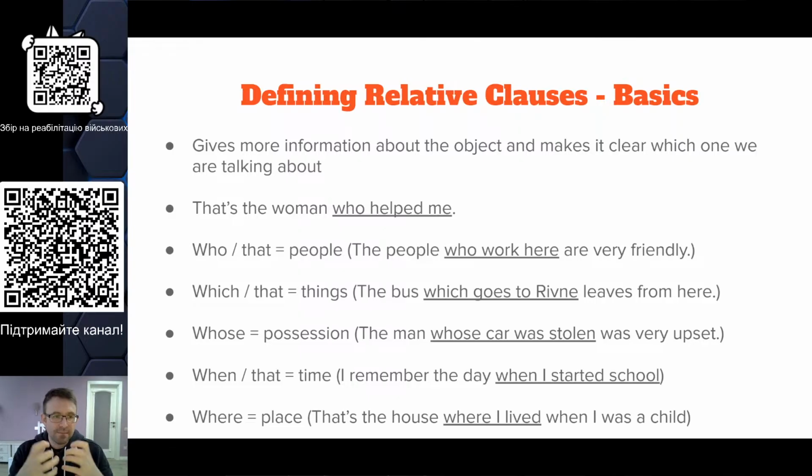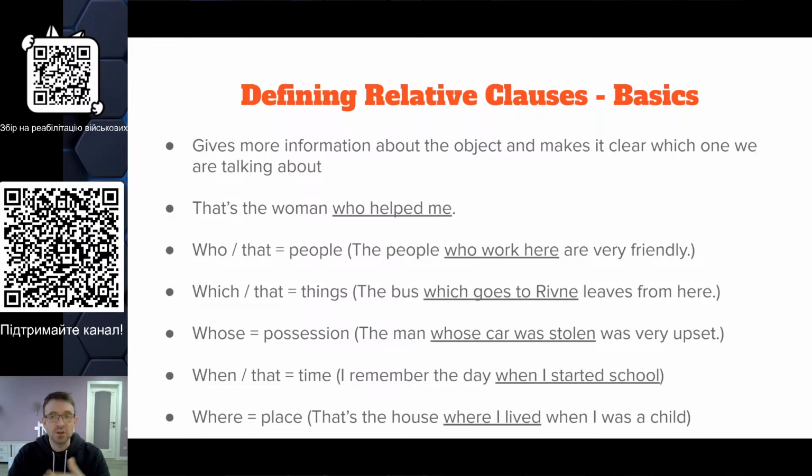If we are talking about things or objects, things that are not alive, then we can use which, and again, we can also use that in this situation as well. So, for example, we can say the bus which goes to Rivne leaves from here, or alternatively, the bus that goes to Rivne leaves from here. Again, both options are correct. It's as you prefer.